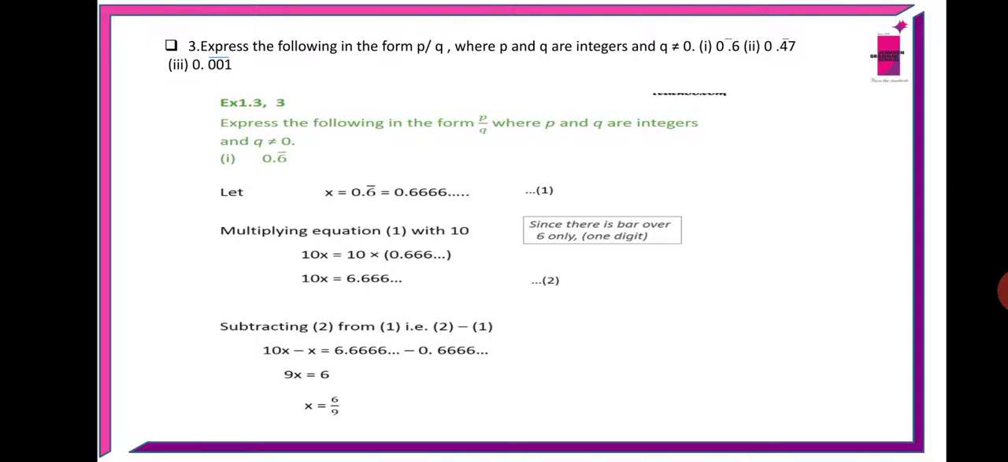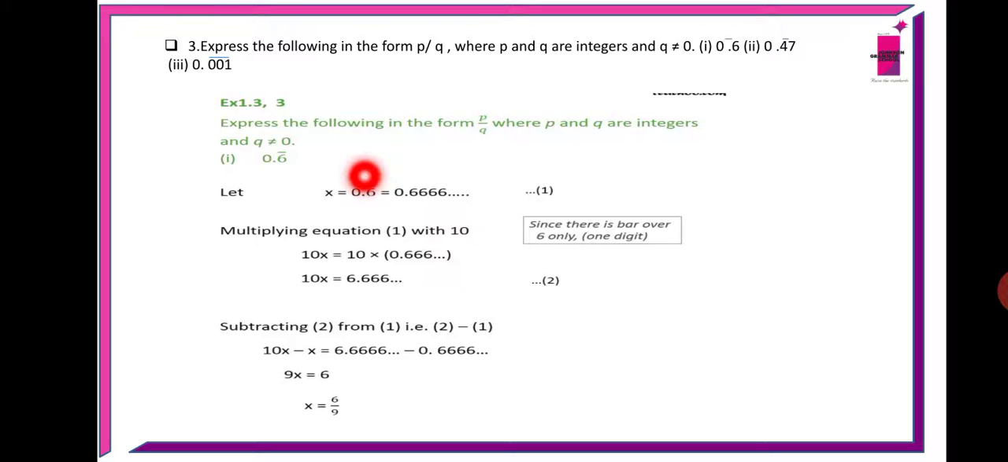Express the following in the form of p by q, where p and q are integers and q is not equal to 0. You can take 0.6 bar, 0.47 bar. Now first question, we are going to make the decimal expansion of this. 0.6 bar is 0.6666 and so on. Now here you are going to multiply the equation with 10. You will get 10x equal to 6.666 and so on. Here, why are we multiplying with 10? Because the repeated term is 1.